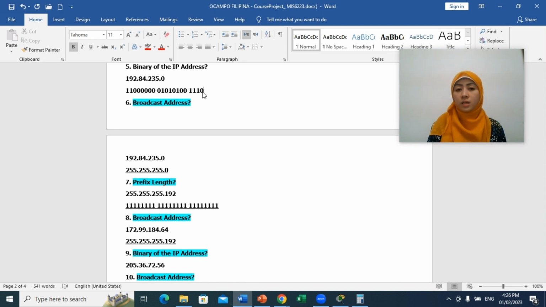So 11 minus 8, it's possible. So 11 minus 8 is 3. So 3 minus 4 cannot be. So we will put 0, and then 3 minus 2 it's 1 and then 1. And then for the last part is 0. So for this 0, it's automatically equivalent to all 0s also. So 1, 2, 3, 4, 5, 6, 7, 8.